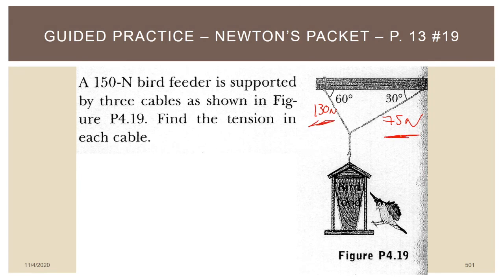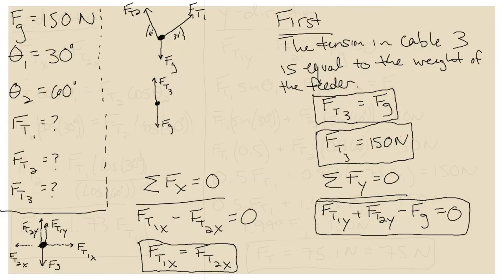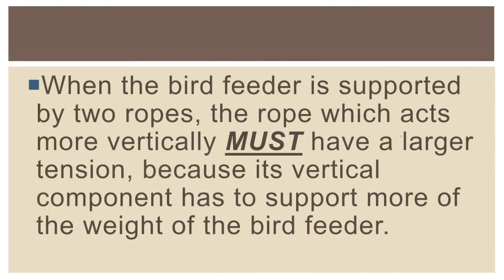Cable 2 is much more vertical than it is horizontal. And that actually gives you some insight into what the answer should be. When a bird feeder or any object is supported by two ropes, the rope which acts more vertically must have a larger tension because its vertical component has to support more of the weight of the bird feeder.